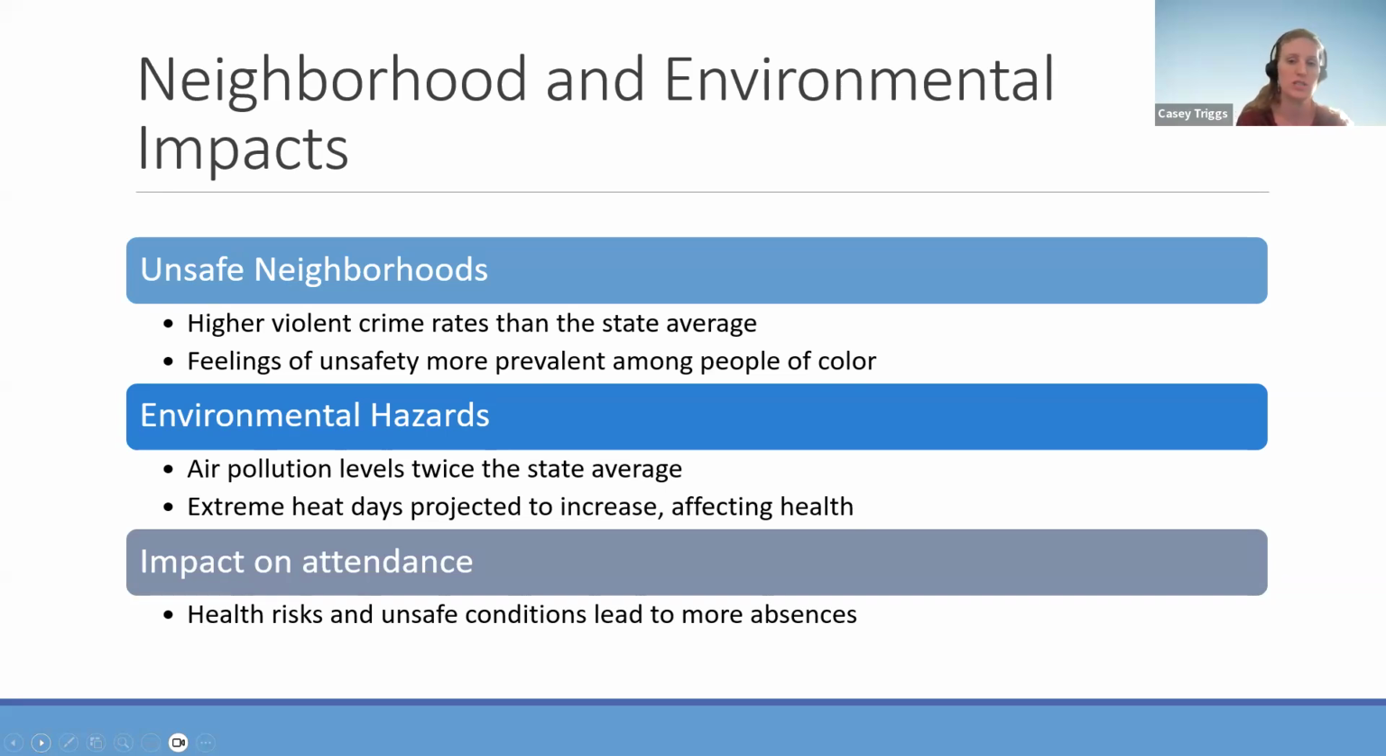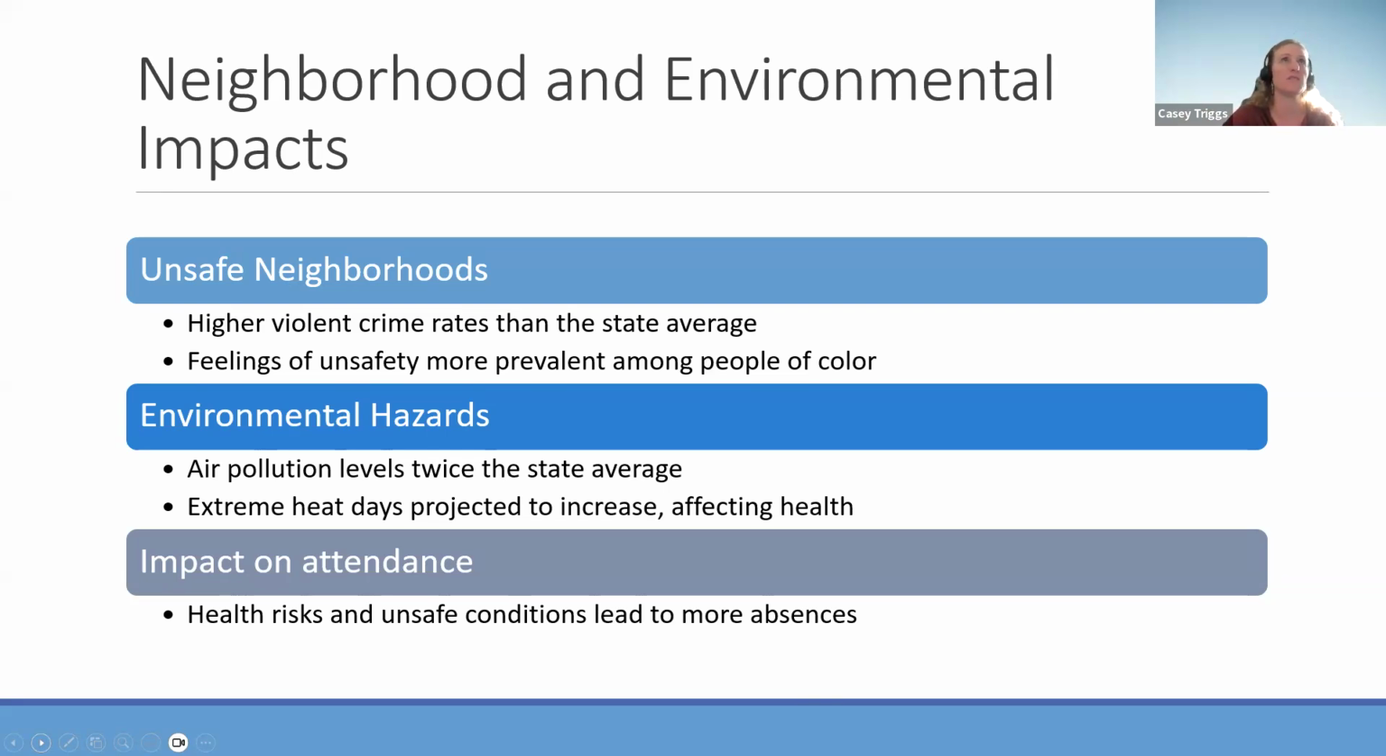San Bernardino shows a slightly higher violent crime rate than the state average. But what stands out, at least as this report shows, is that environmental hazards also play a significant role. San Bernardino has twice the state's average levels of air pollution, and that poor air quality leads to respiratory issues, which might then contribute to higher rates of absenteeism. The county is also starting to experience more extreme heat days, which are projected to increase as climate changes, and that further affects health outcomes and school attendance.